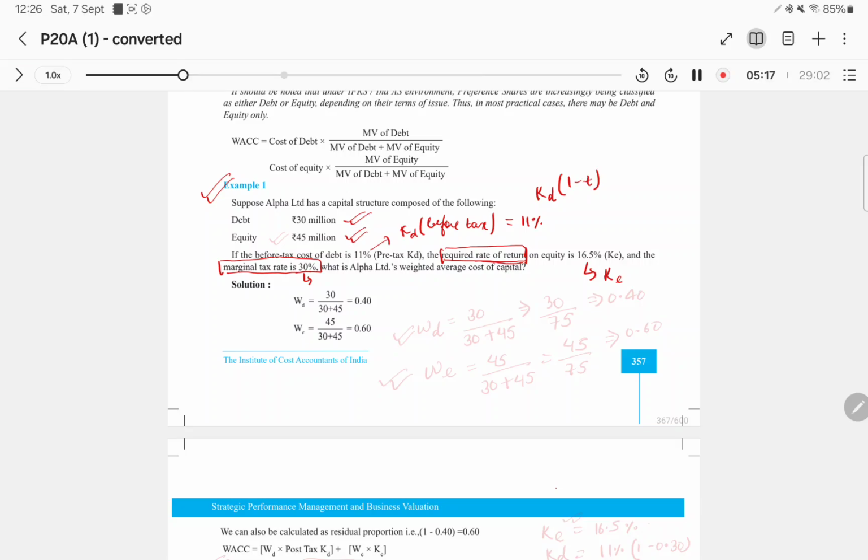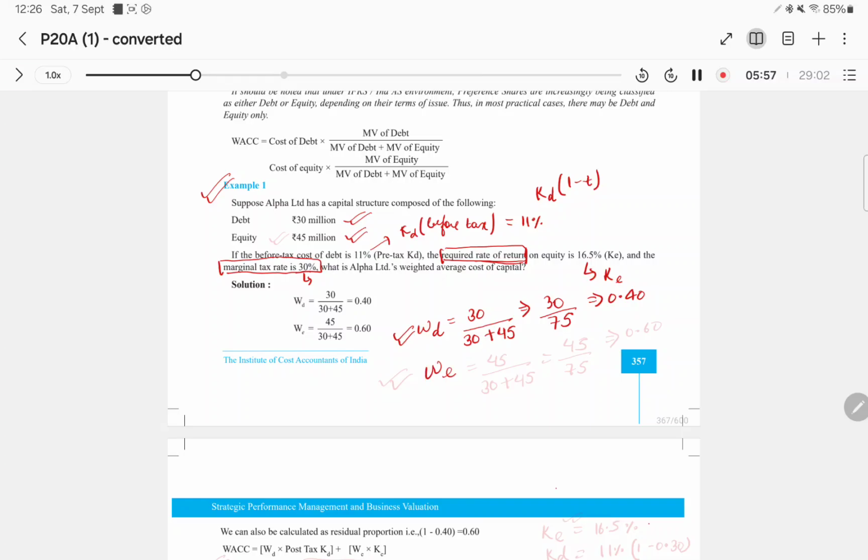So how will you go through this sum? Because this question can very much be asked in an MCQ, what you will do in this question is, firstly you will calculate WD, that is weight of debt. So how much is the debt? 30 million. And what is the total of debt plus equity? That is 30 plus 45. You will write that in the denominator. Okay, so now calculate what is 30 by 75. Use a calculator, it is 0.40. So basically this is WD.